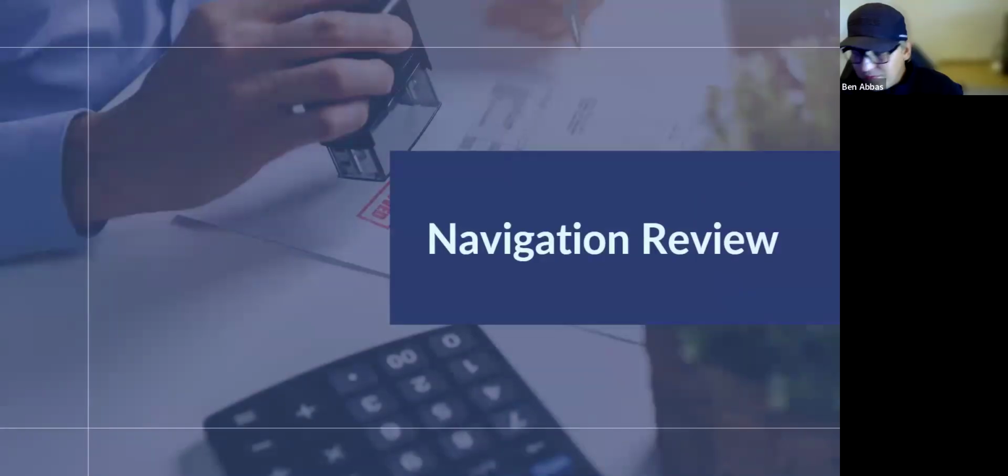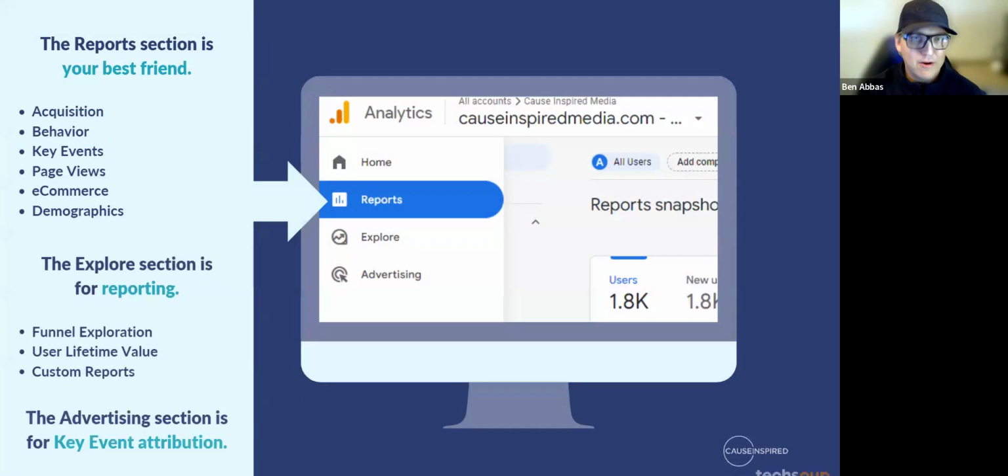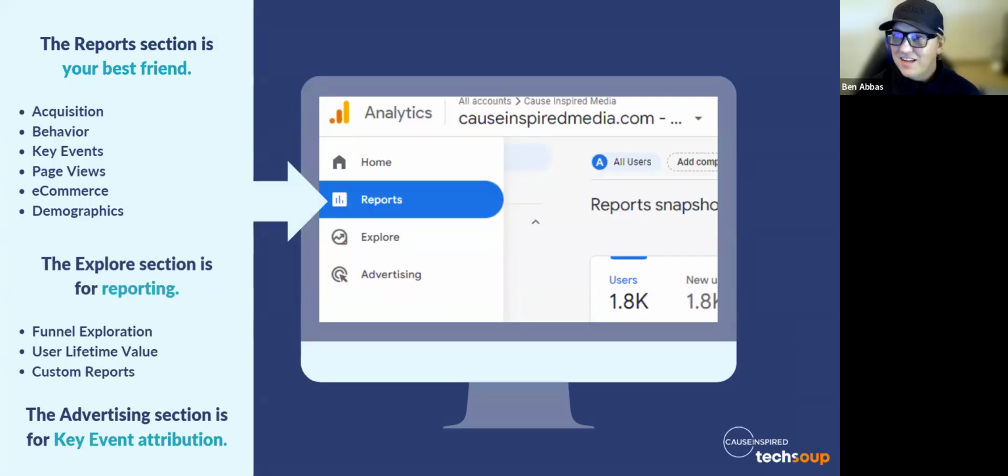All right, let's talk navigation. You get thrown into a Google Analytics account for the very first time. What do you see? There are three main areas that we're going to go over: reports, explore, and advertising. But we're going to really lean into the reports section. The reports section is going to be your best friend by far.